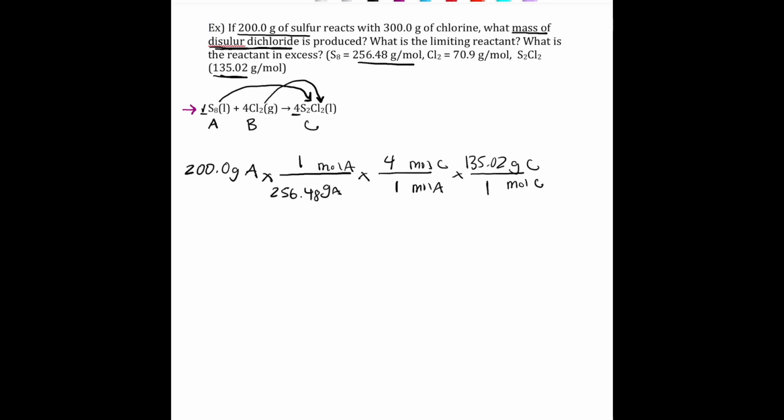We'll multiply and do all of our math, and we're going to end up with 421.1 grams of disulfur dichloride.